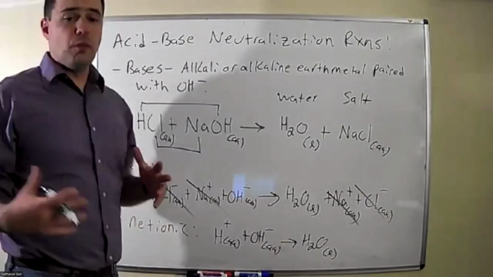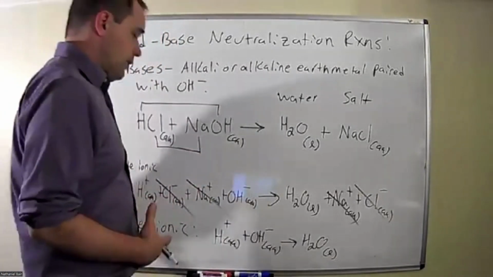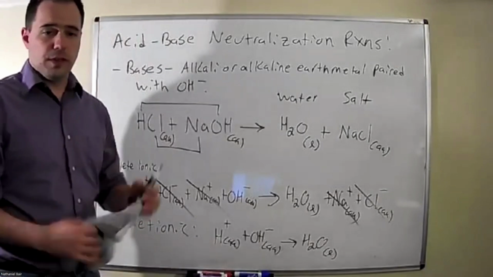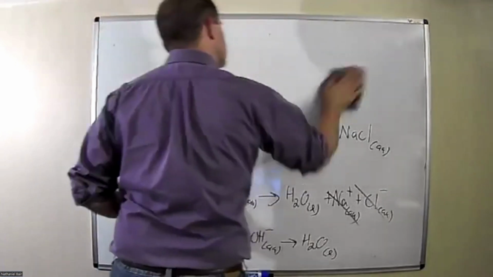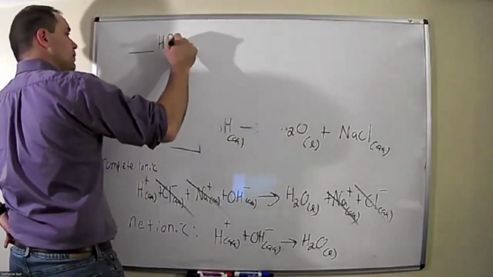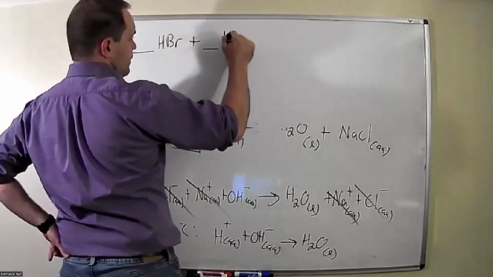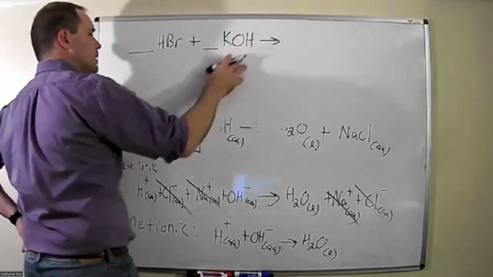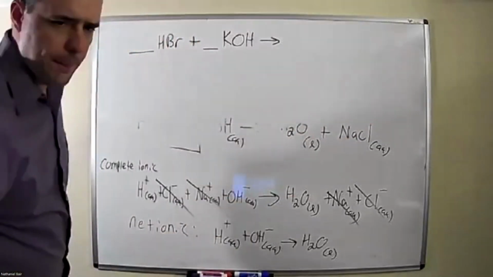Now I want to prove this, so I want to do one more. I want you to see that no matter what acid and no matter what base we pair together, you're going to have a net ionic equation that is H+ plus OH- goes to H2O. So let's have you try another one. Why don't you take hydrobromic acid and allow that to react with potassium hydroxide? So acid, alkali metal with hydroxide. Predict the products. Give me a total ionic equation. Give me a net ionic equation. Go ahead.